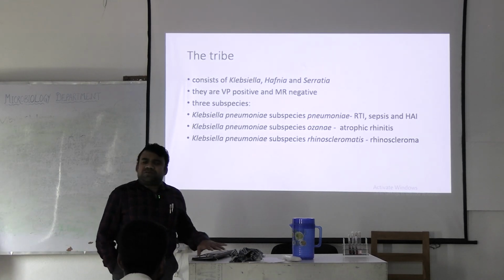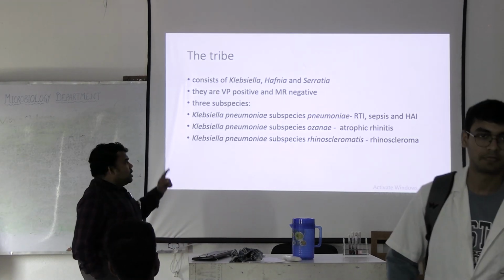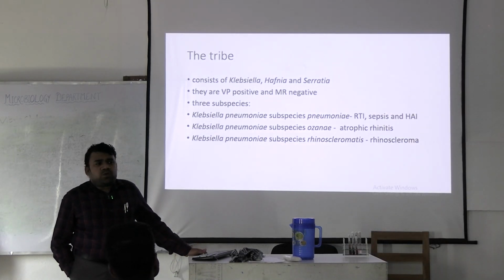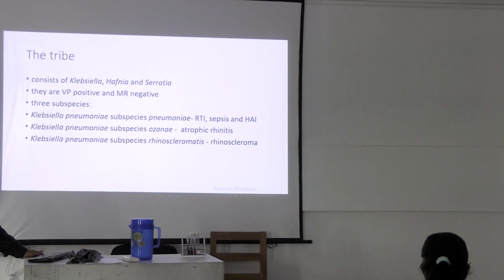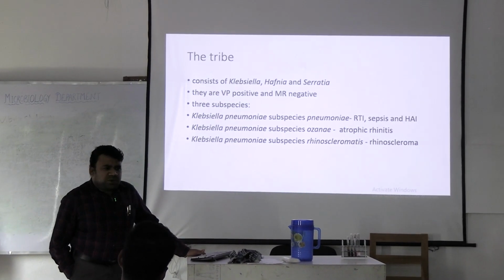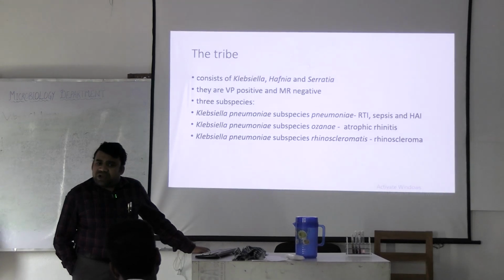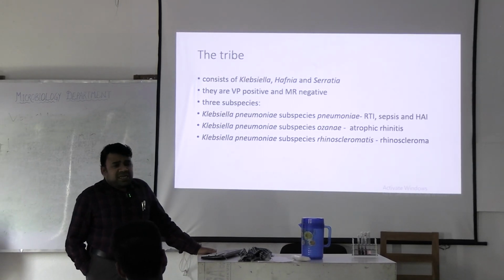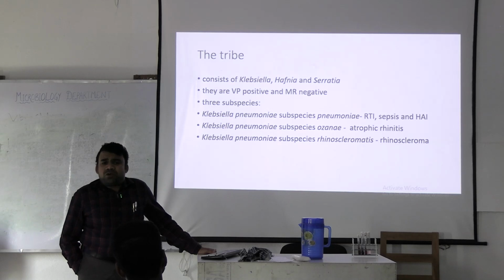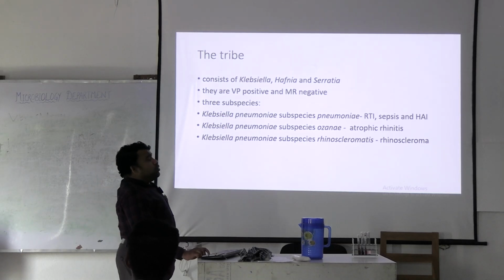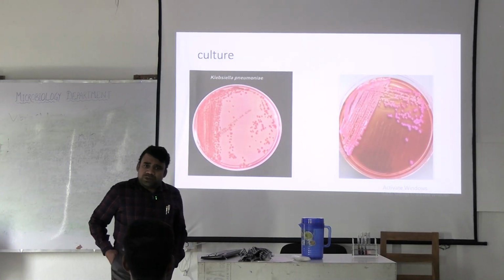Two subspecies of Klebsiella pneumoniae are Klebsiella ozaenae and Klebsiella rhinoscleromatis. These two cause two different groups of diseases. The first one is associated with atrophic rhinitis, and the second one is a possible etiological agent of rhinoscleroma of the nose. Today we will be focusing more on the Klebsiella pneumoniae subspecies pneumoniae.